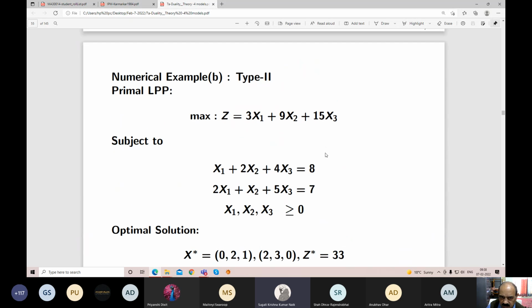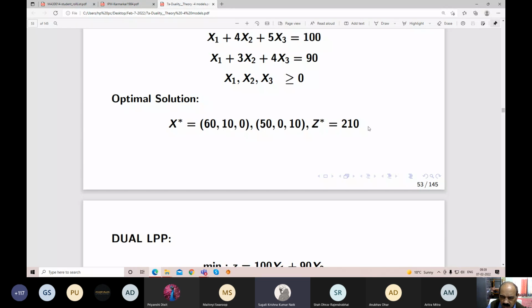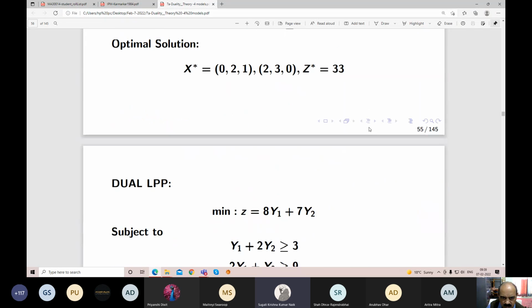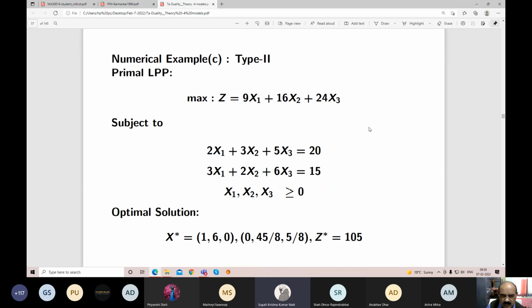In the earlier example, 210, they are also 1210. So this is also the strong duality theorem. Any other example? Okay. This.